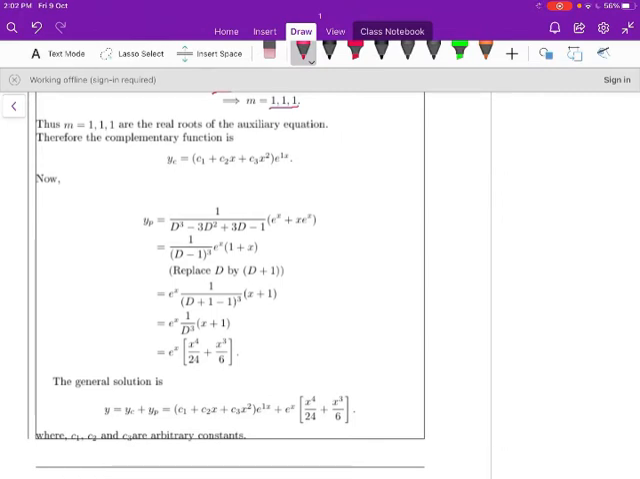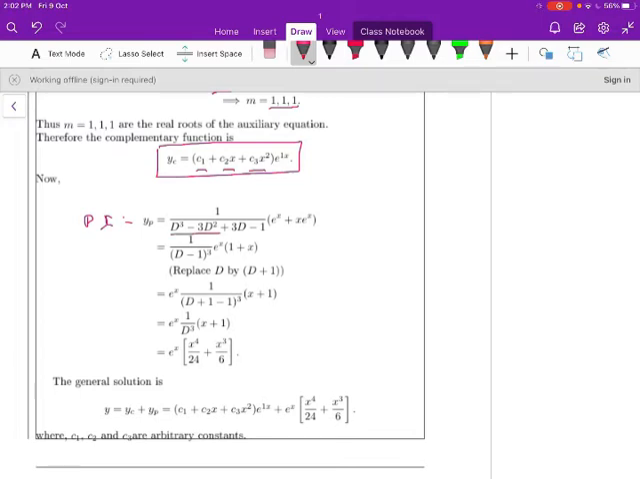Therefore the complementary function, since 1 is repeated 3 times, is yc equal to c1 into e power 1x plus c2 into x into e power 1x plus c3 into x square into e power 1x. That can be written as c1 plus c2x plus c3 x square, into e power 1x, which is the complementary function of the given differential equation. Otherwise it is the solution for the homogeneous differential equation. Now let us move to the particular integral PI.